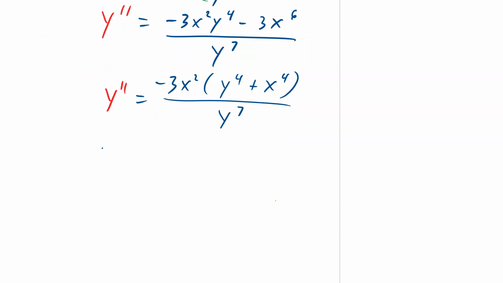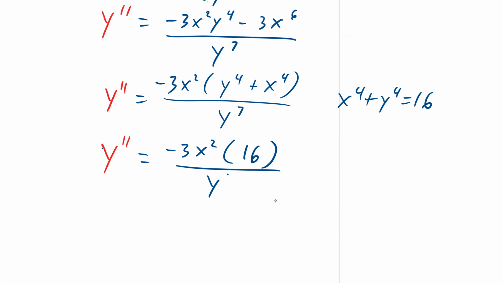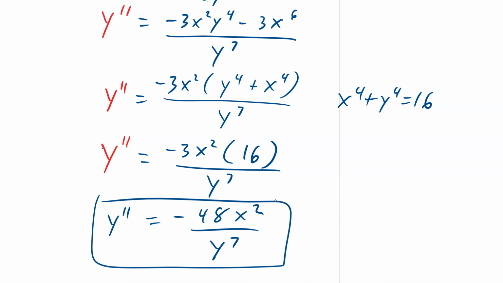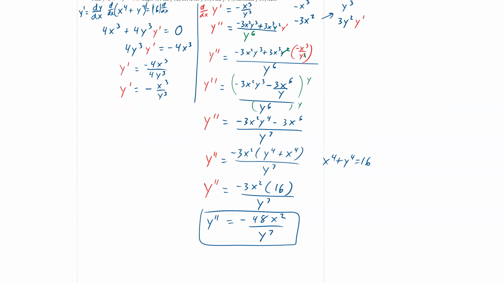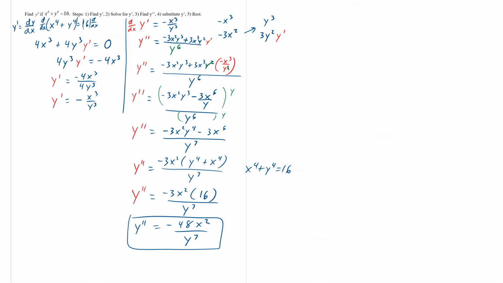So y double prime equals negative 3x squared, and then x to the fourth plus y to the fourth from the original equation is 16. So we end up with y double prime equals negative 48x squared over y to the seventh. And that is the derivative of our derivative. So there you have it, an example with everything.